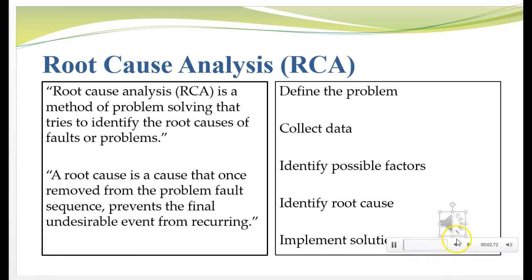Another term I want you to be familiar with is root cause analysis, or RCA. Essentially, a root cause analysis is a method of problem solving that tries to identify the primary catalyst for whatever your fault or problem is. So a root cause is a cause that, once removed from the problem fault sequence, prevents the final undesirable event from recurring. Essentially, it means if you fix this, you're going to fix or prevent the possibility that the error continues or occurs later.